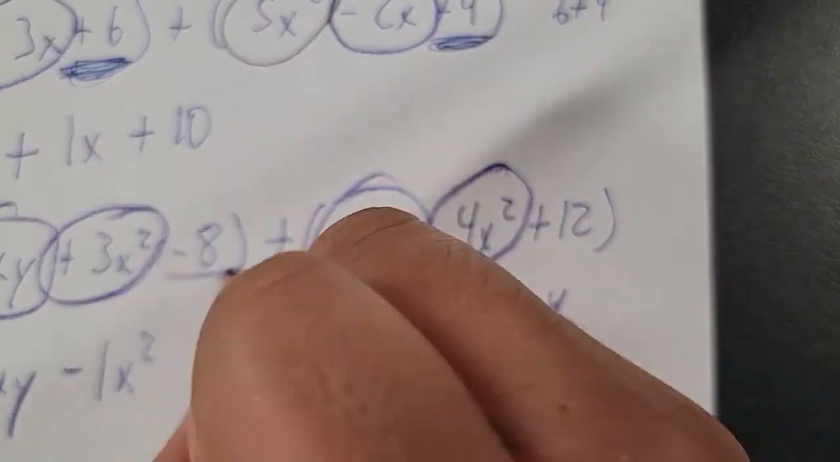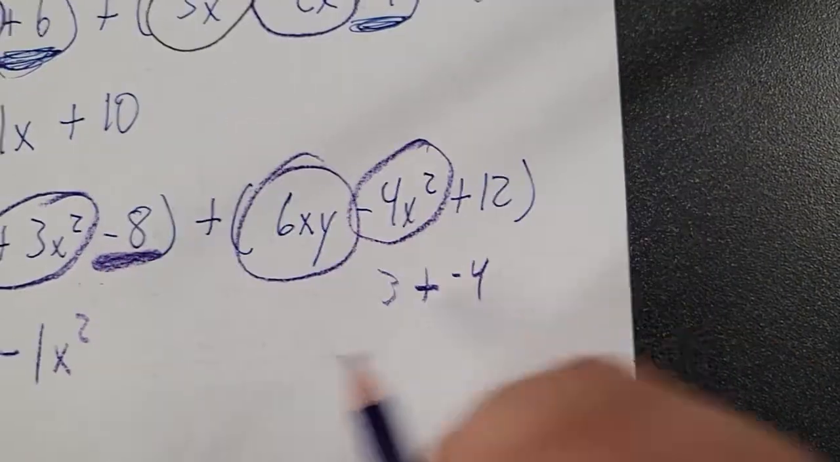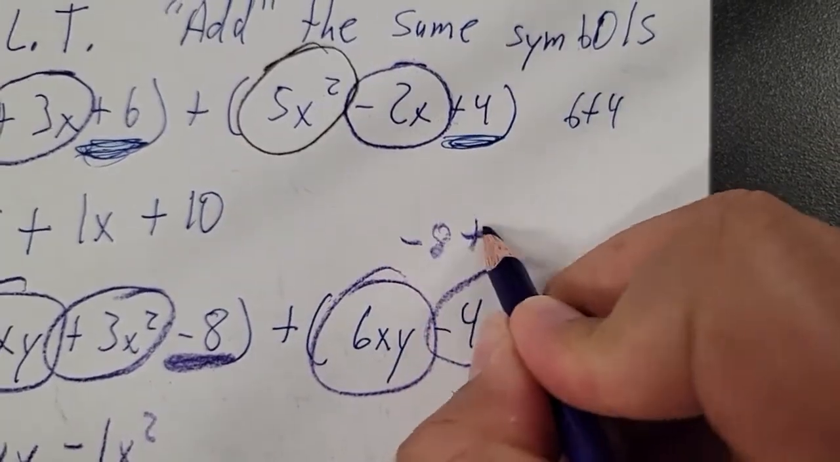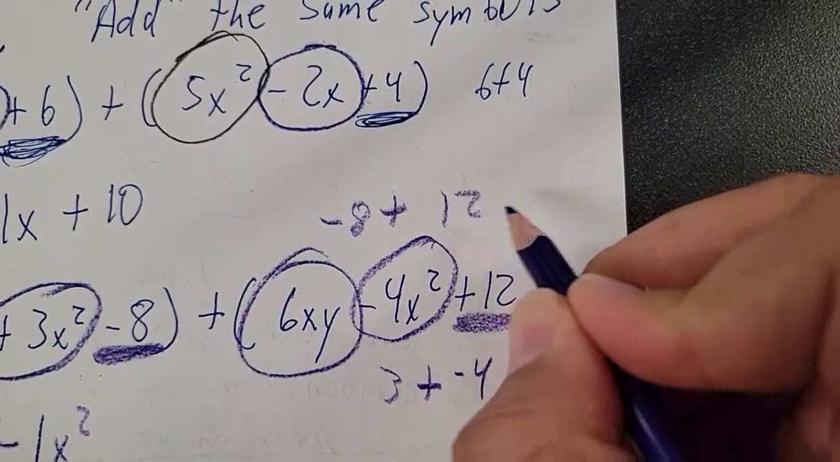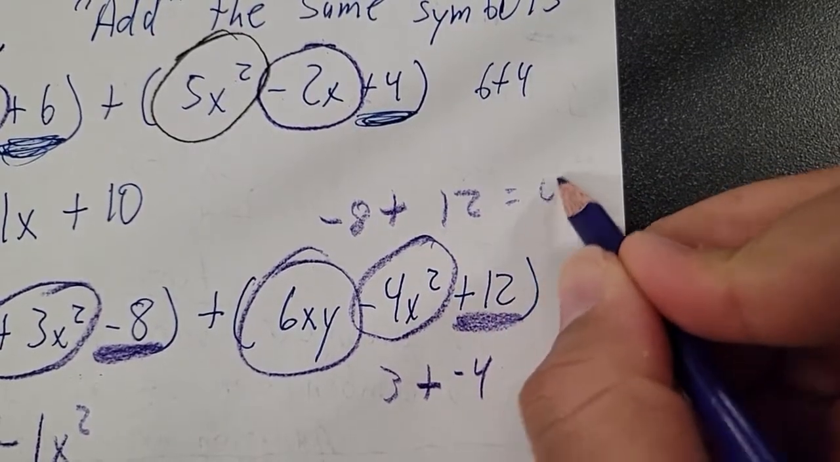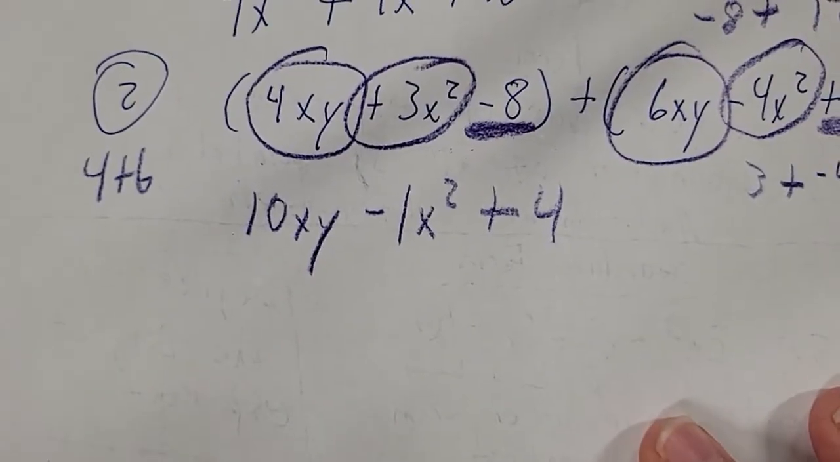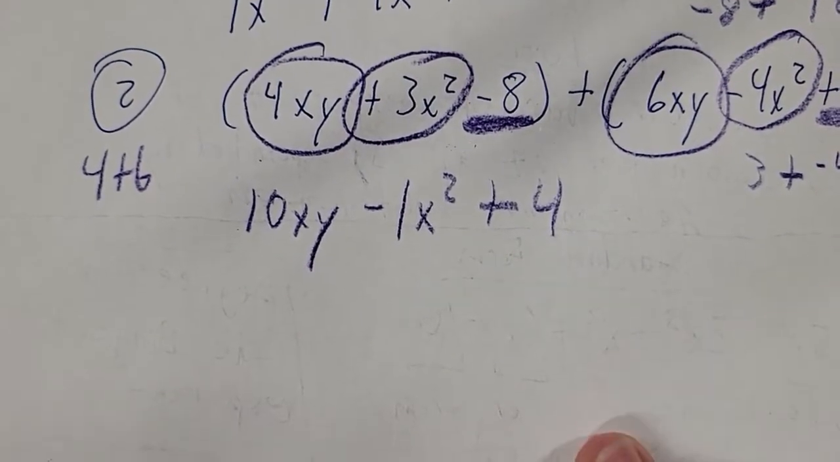And then again, look at this. I like to underline the ones that don't have anything, the regular numbers. So this is a negative 8 plus then 12. That's going to be positive 4. So you put a plus sign for positive 4. All right. So hopefully that kind of makes sense.